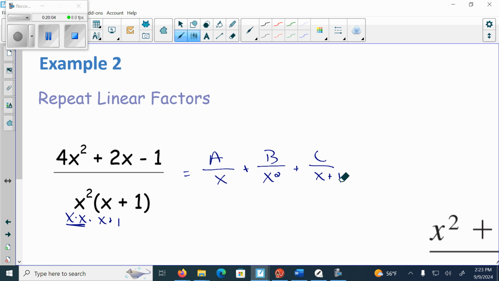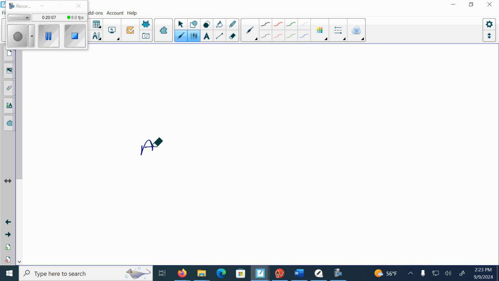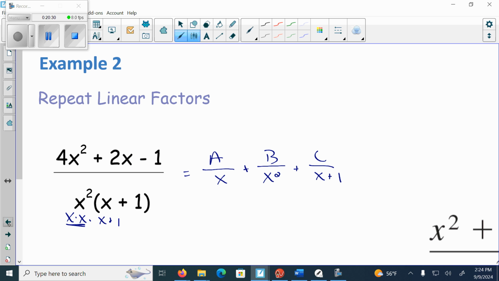So this is the reason why I have to do it. If I just wrote A over x plus B over x plus C over x plus 1, and I said, okay, here's the problem, what's your lowest common denominator? If you're just looking at x and x plus 1, what do you say your lowest common denominator is? x times x plus 1, and that's not what my denominator is. That's why I have to make sure that one of my factors has that repeated together, so that when I find my lowest common denominator, I take into account that that's been repeated. Are you with me? Okay, I'm pausing.